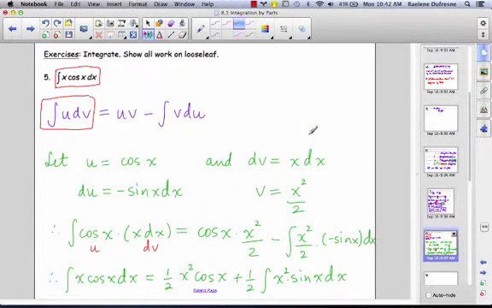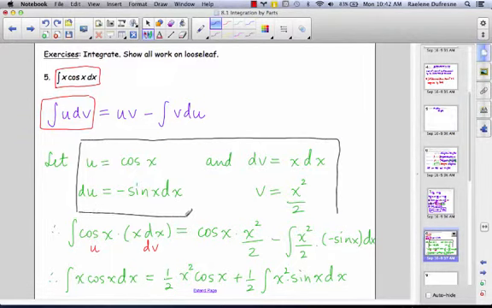But this first option is only one possible setup of the choices for u and dv. What's the other possibility for coming up with u and dv? So this is option 1.